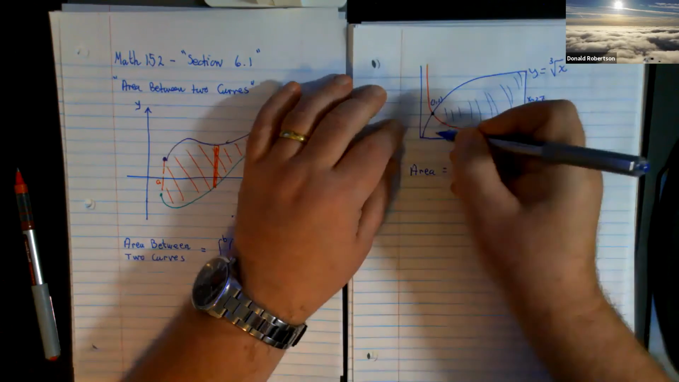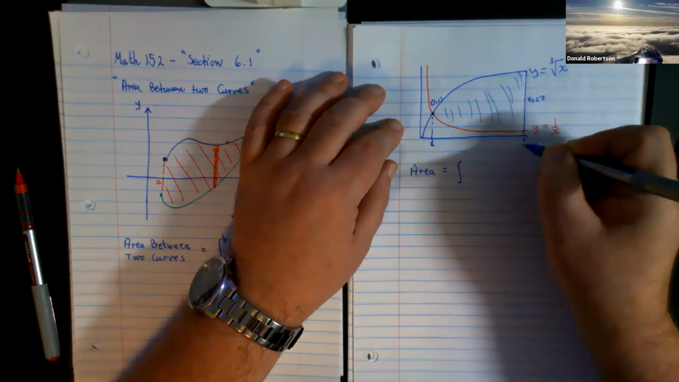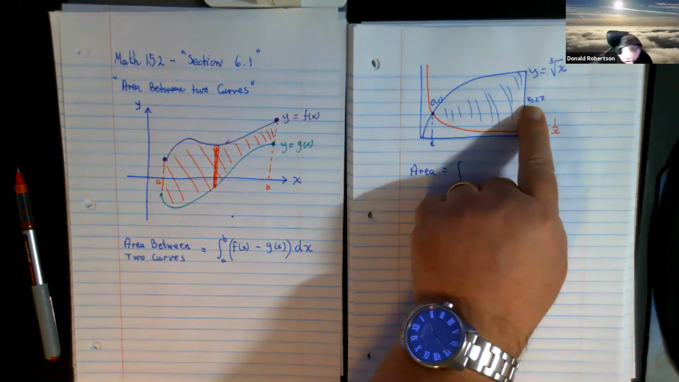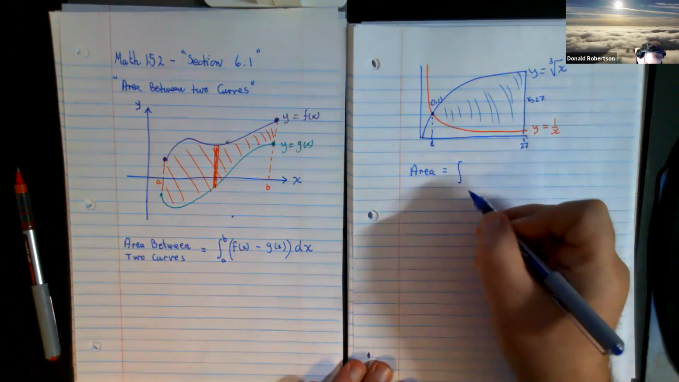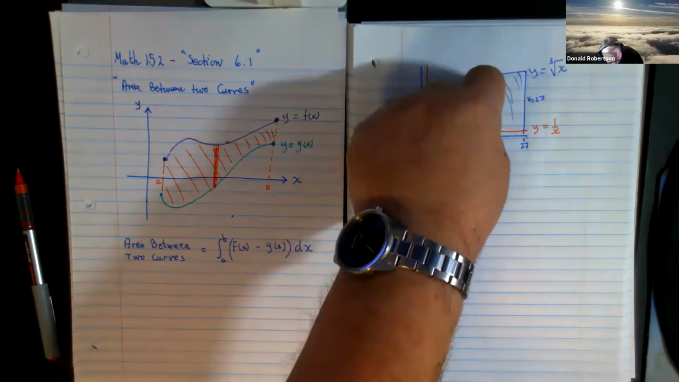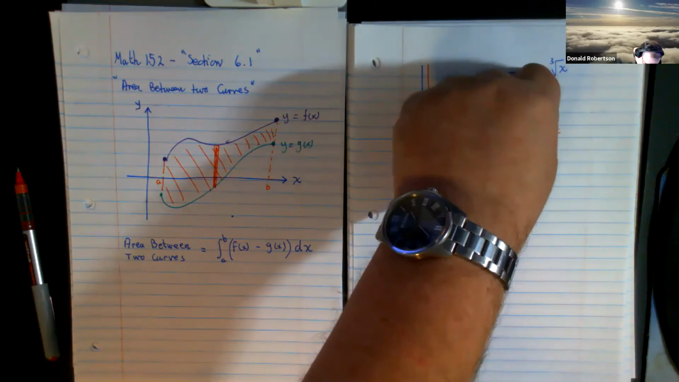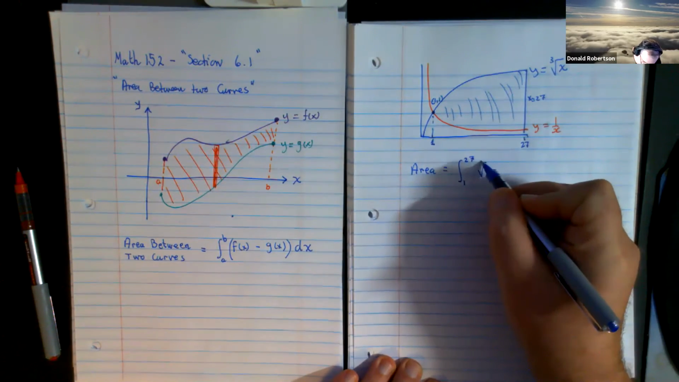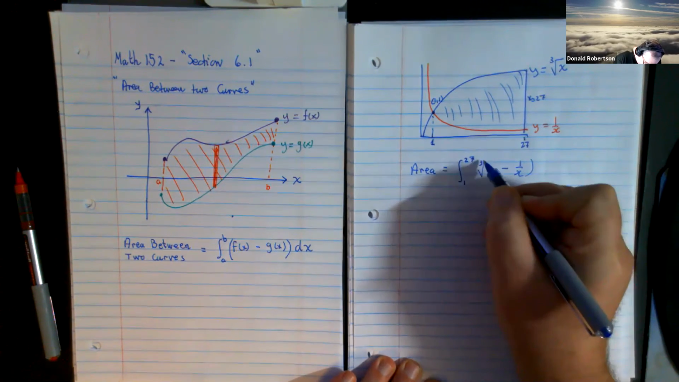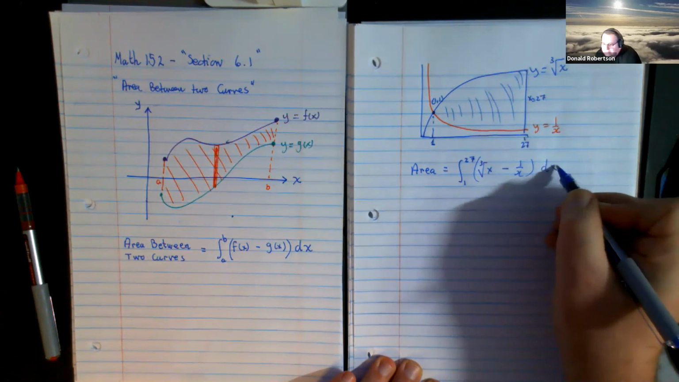It starts at x equals 1 and it finishes at 27. You see, that's basically the 27 that I'm using. So it's going to be 1 to 27. Would you agree that the high one, the one that's tallest, biggest, whatever you want to call it, is the cube root of x? And the 1 over x is the lower one. So that's my f of x take away g of x guy.